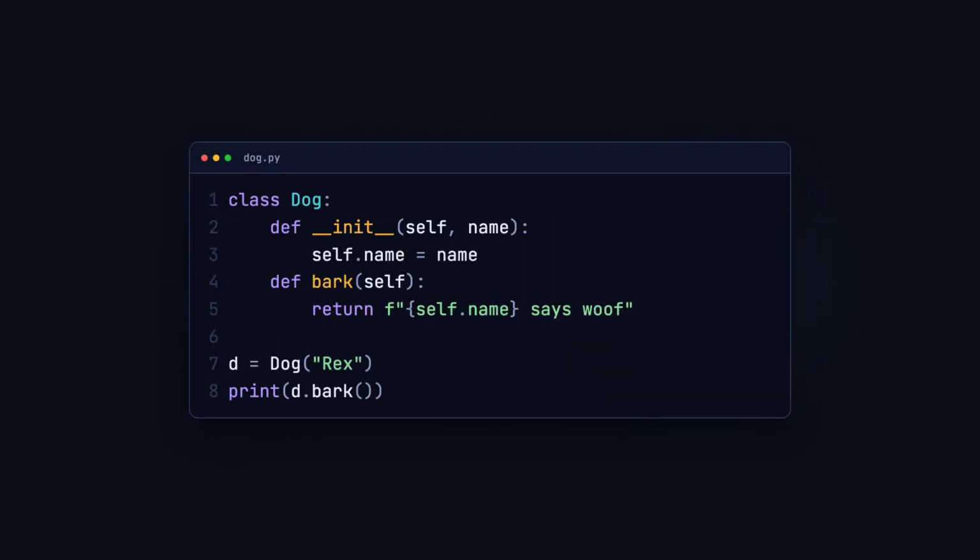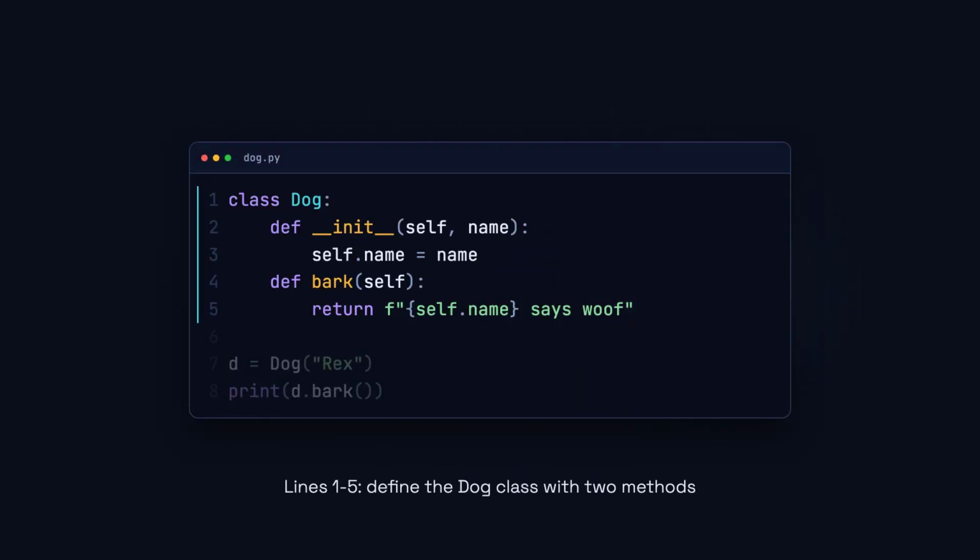Here is the program we will trace. We define a Dog class with two methods, create one dog named Rex, and print what it says when it barks. Lines 1 through 5 define the class. Dunder init runs when we create a new dog and stores the name on the object. Bark is a second method that uses that name to build a greeting.